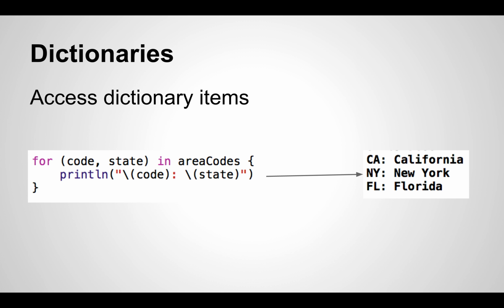Now, if you want to access the dictionary items, you can just do a for loop, just like we did for the arrays, but this time you have to do for key and value. The key here is code, and the value is state. So for (code, state) in areaCodes, print code and state. So that would print CA, California, NY, New York, FL, Florida.